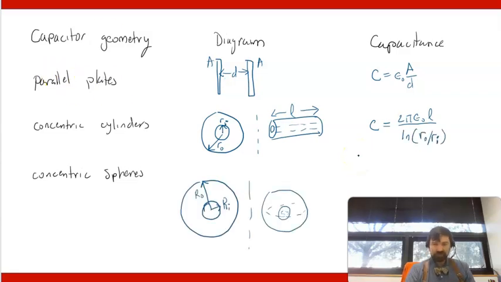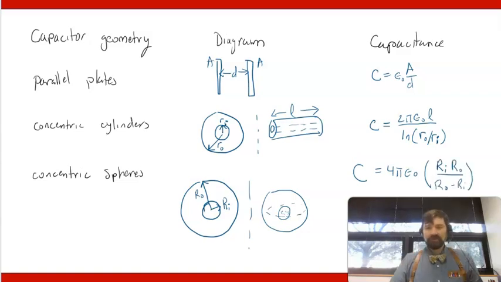For the concentric spheres, you basically just have one sphere inside of the other, or embedded in the other, and you get 4 pi epsilon naught times the product divided by the difference in radii. All right, so that is the geometric determination of capacitance for 3 geometries. And that's all that I'm going to cover in today's video, so thanks for watching.